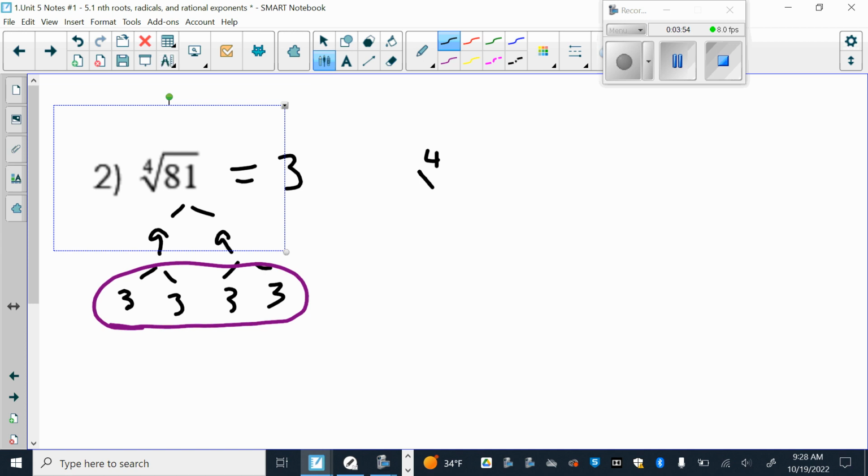And again, if you're good with your factorizations, you might have known that 3 to the fourth power is 81, which is why the fourth root of 81 is 3. But again, if you didn't know that, that's okay. That's why we have the factor trees.